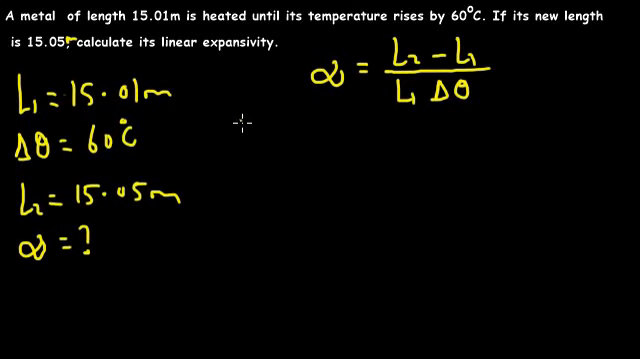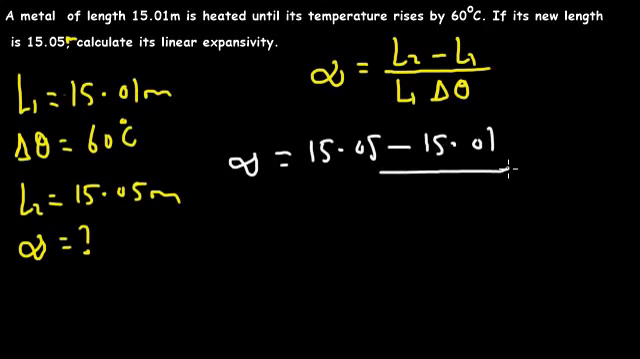Now let's plug in the corresponding values. Since our goal is to find linear expansivity, we have linear expansivity equals L2, that's 15.05, minus L1, that's 15.01, and everything divided by L1, which is 15.01, multiplied by the change in temperature, which is 60 degrees Celsius, which I'm just going to write as 60. Now let's type that into our calculator.